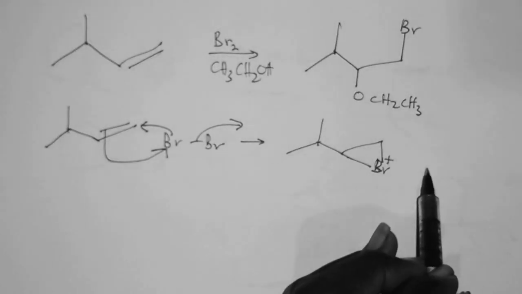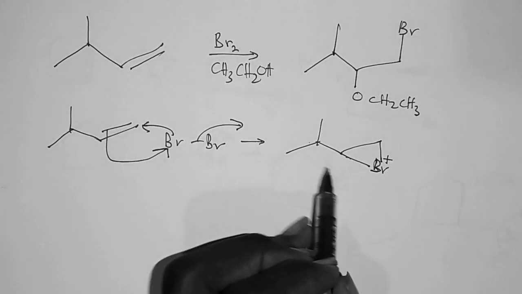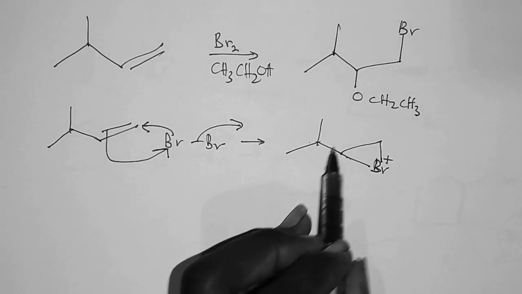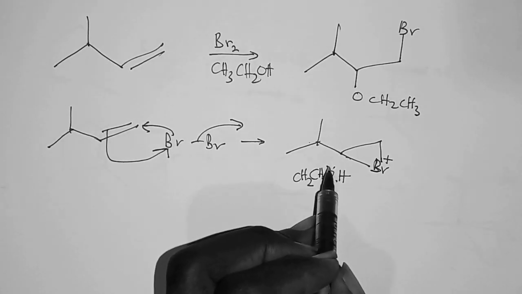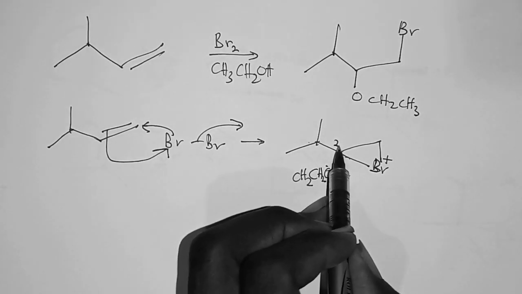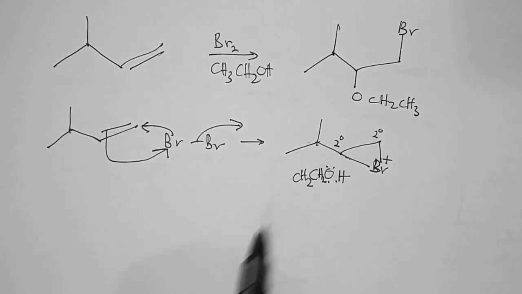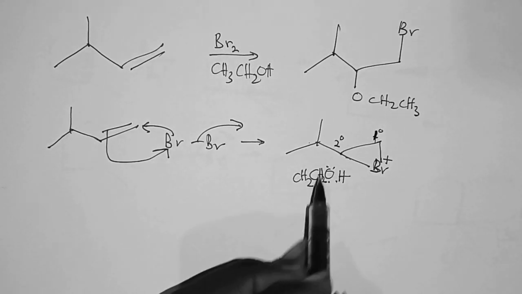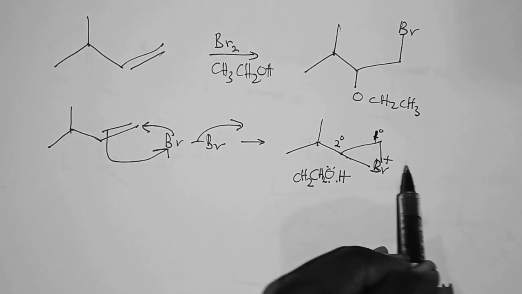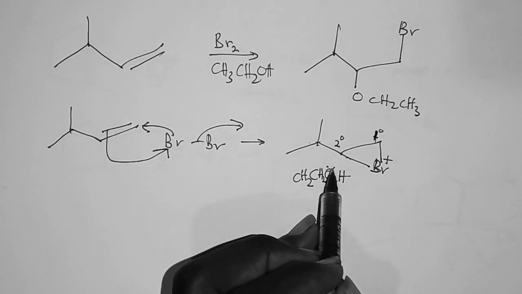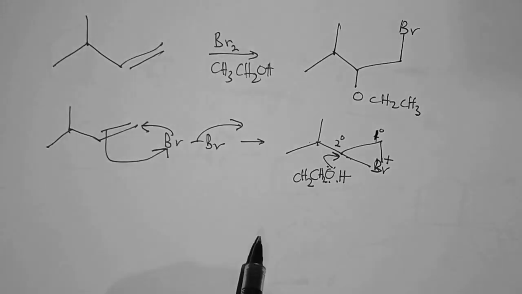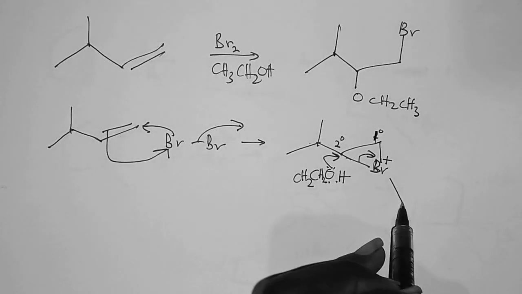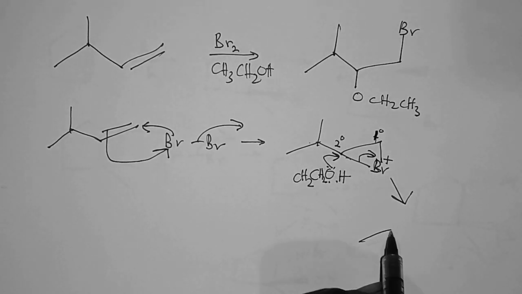So now that we have formed the cyclic bromonium intermediate, remember that the alcohol, the ethanol, is nucleophilic. It will use its lone pairs, but remember that this is a secondary carbon and this is a primary carbon. A secondary carbocation is more stable than a primary carbocation, and therefore the nucleophile will attack this side, causing the ring to open, and that will lead us into this product.